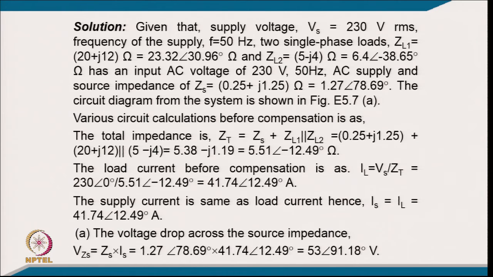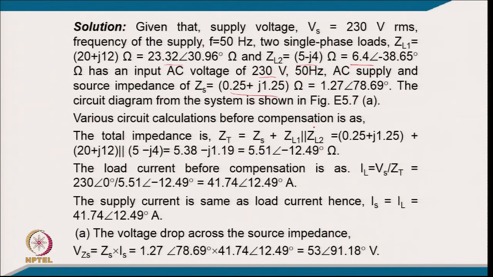So, coming to the numerical part of this, given that the supply voltage Vs is 230 volt RMS and frequency of supply 50 hertz, and two single phase loads ZL1 equal to 20 + j12, that is 23.32 at the angle of 30.96 degree ohm, and ZL2 equal to 5 - j4 ohm, which comes to 6.4 at the angle of minus 38.65 degree ohm, and an input AC voltage of 230 volt, AC supply impedance of 0.25 + j1.25 ohm, and the circuit diagram is shown in the figure.